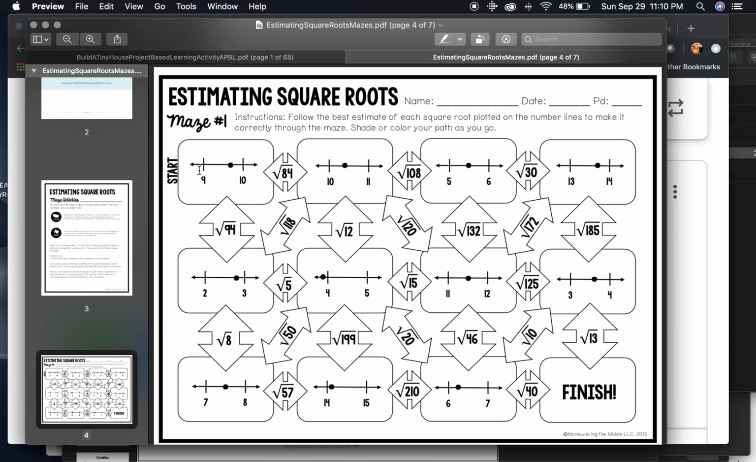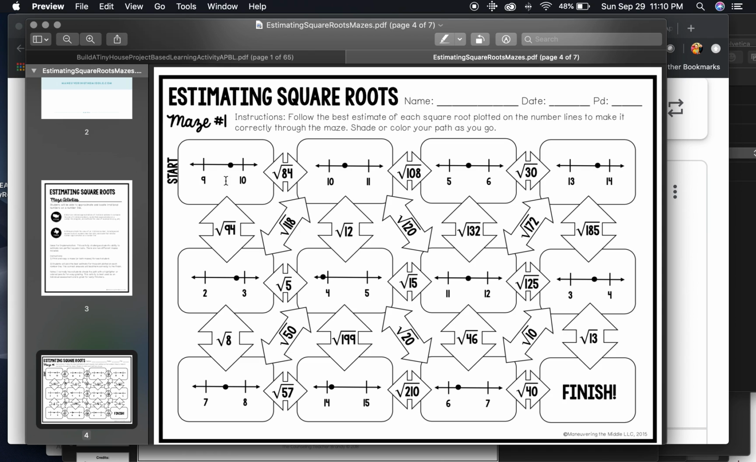With this one, we'll do this one as an example. It's between 9 and 10. So I know that 9 squared is 81. So the square root of 81 is 9, and the square root of 100 is 10. So which one is it closest to? Well, it looks like it would be closest to, I would say, square root of 94, because 94 is closer to 100. 84 would be around here. So I would choose this one and I would go this way.